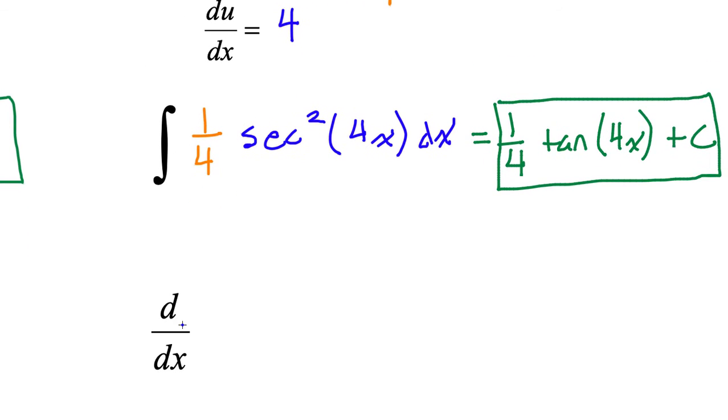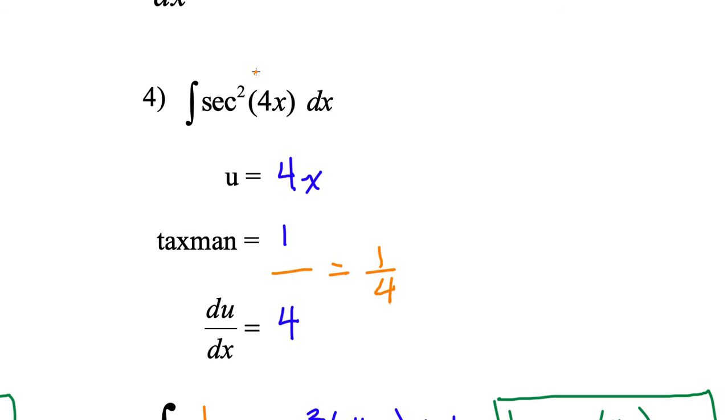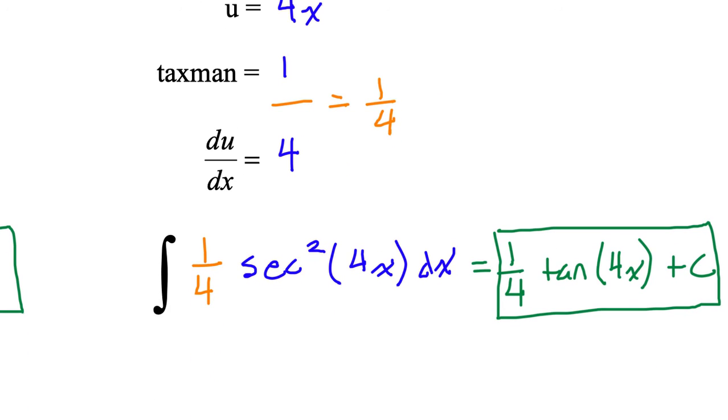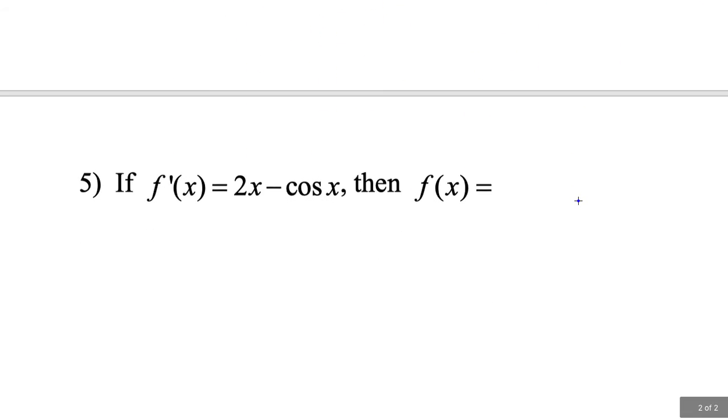All right, so taking the derivative to check our work, I have 1/4 secant squared of 4x. That is our outer. And then multiplied by the inner, the derivative of 4x is 4. Notice that the 4 and 1/4 cancel out, and I'm left with just secant squared of 4x, which is exactly what we started with. Give ourselves the check. We got that problem correct. We are on to number 5.